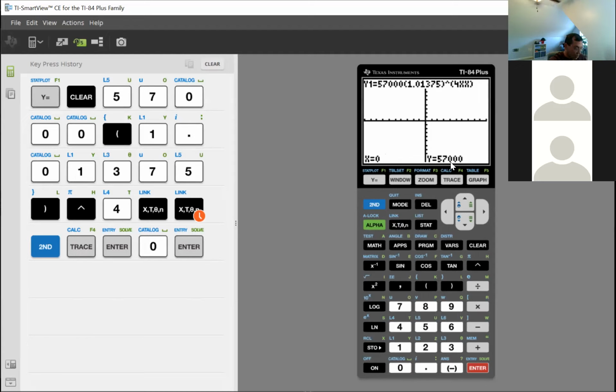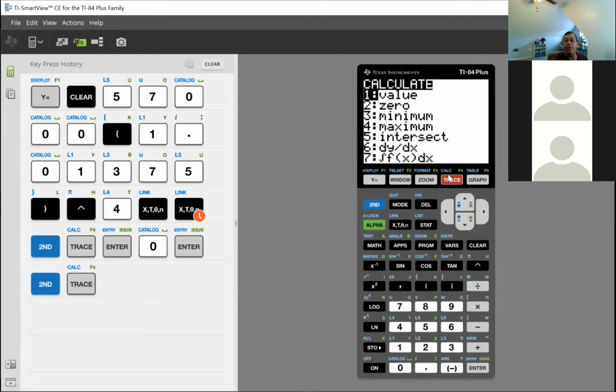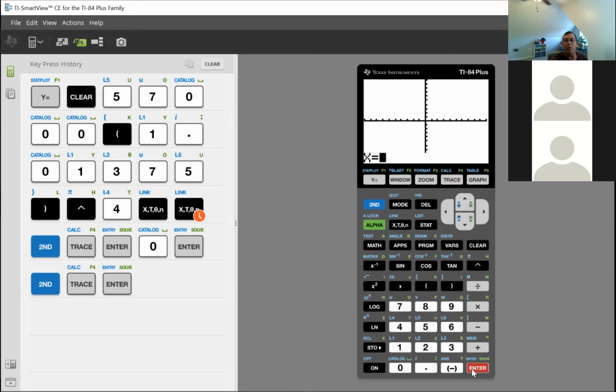Now, I want to go to 2 years. So I hit second calc again, or second trace to get the calculation. Enter for value. This time I'm going to put a 2 in and hit enter. So now rounding to the nearest dollar would be 70,920.